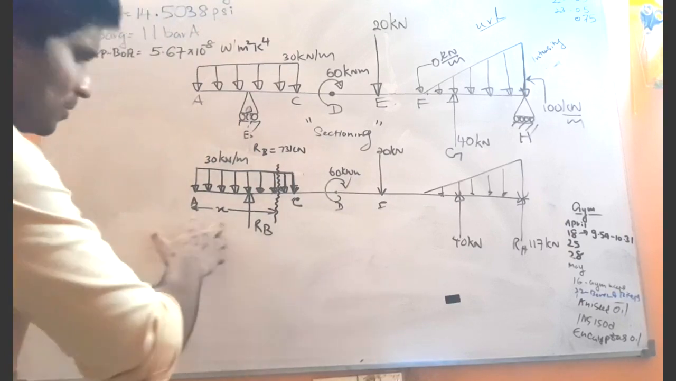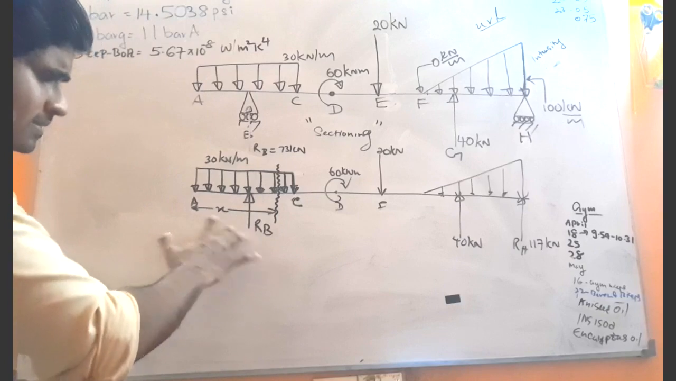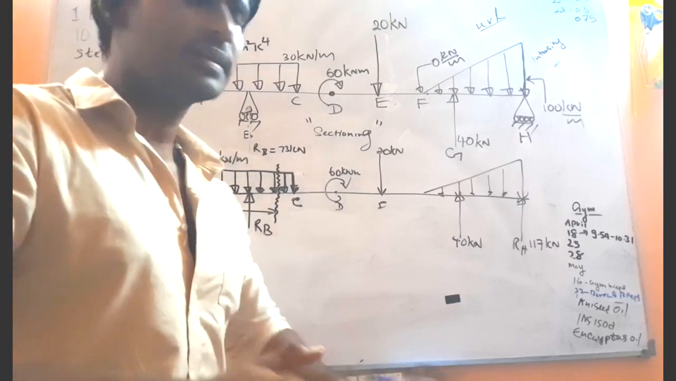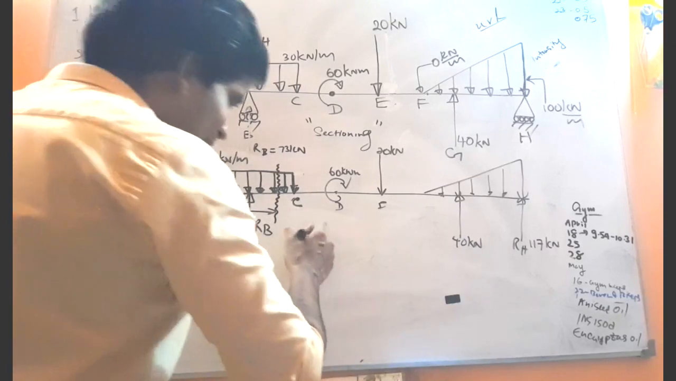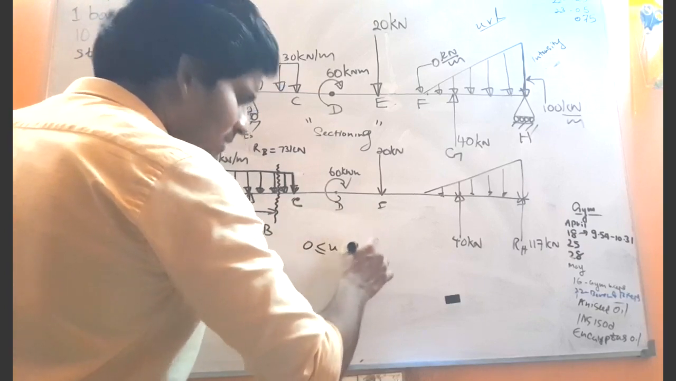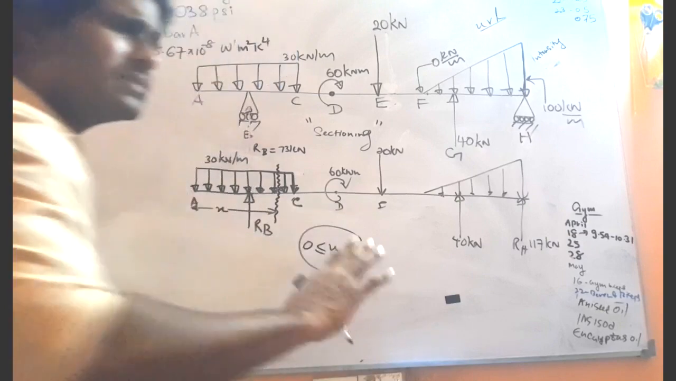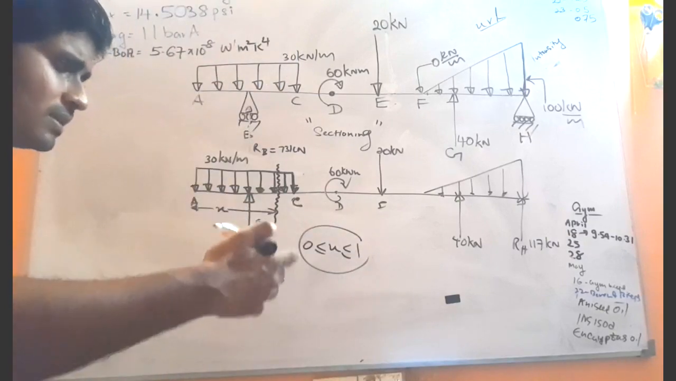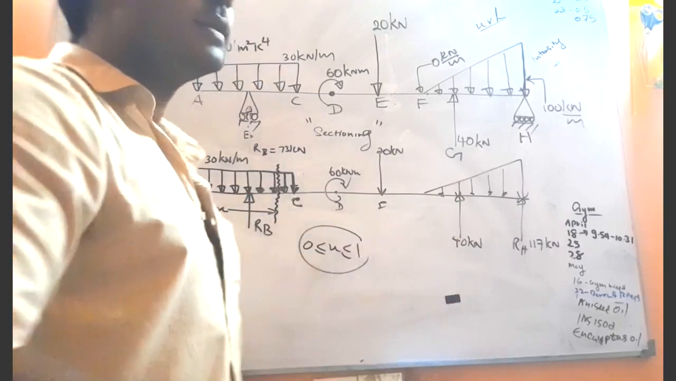The reason: A to B is a section that we have already considered. Right? Let me write that now. 0 greater equal x lesser equal 1. This is a section that we have already considered. Right? So now the next section is a section which will be completely a new section.